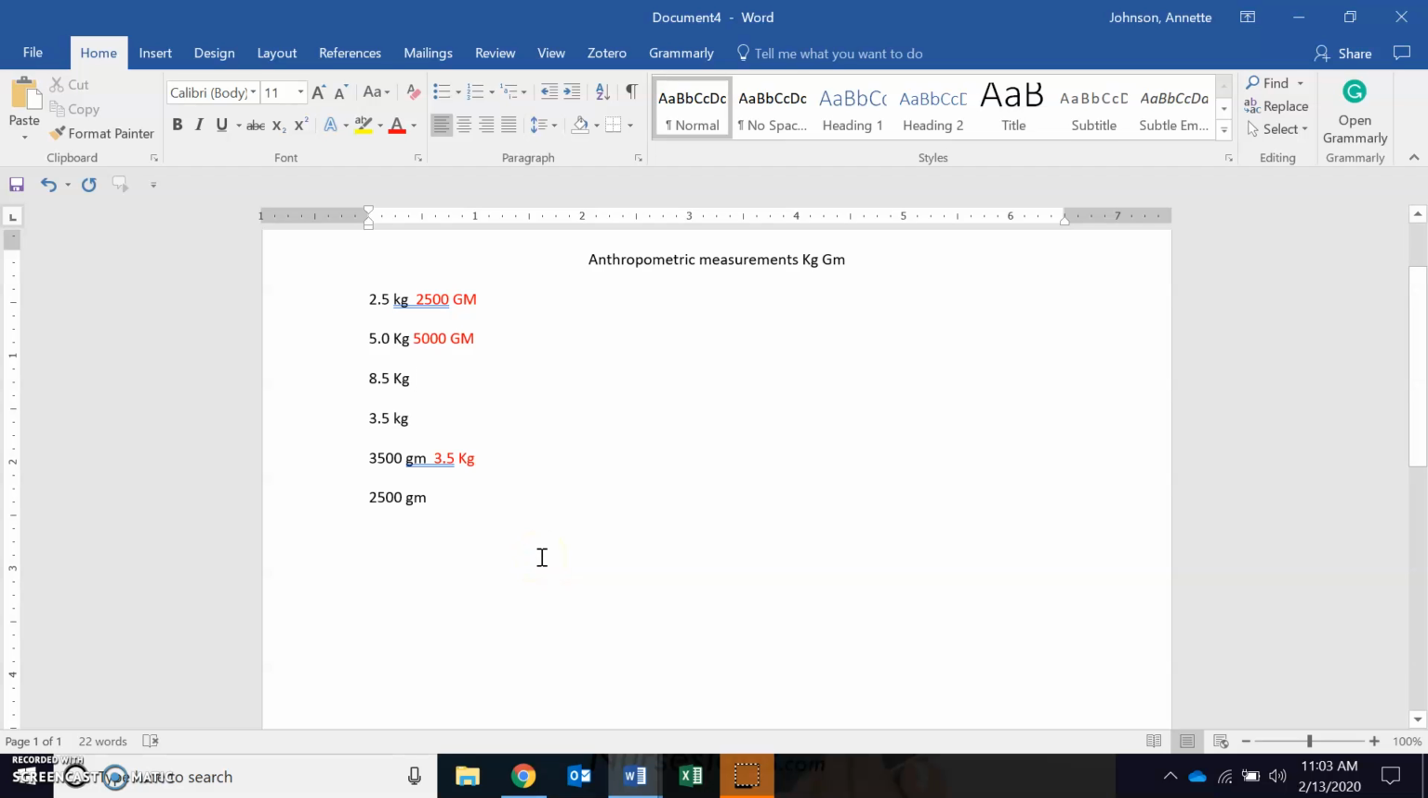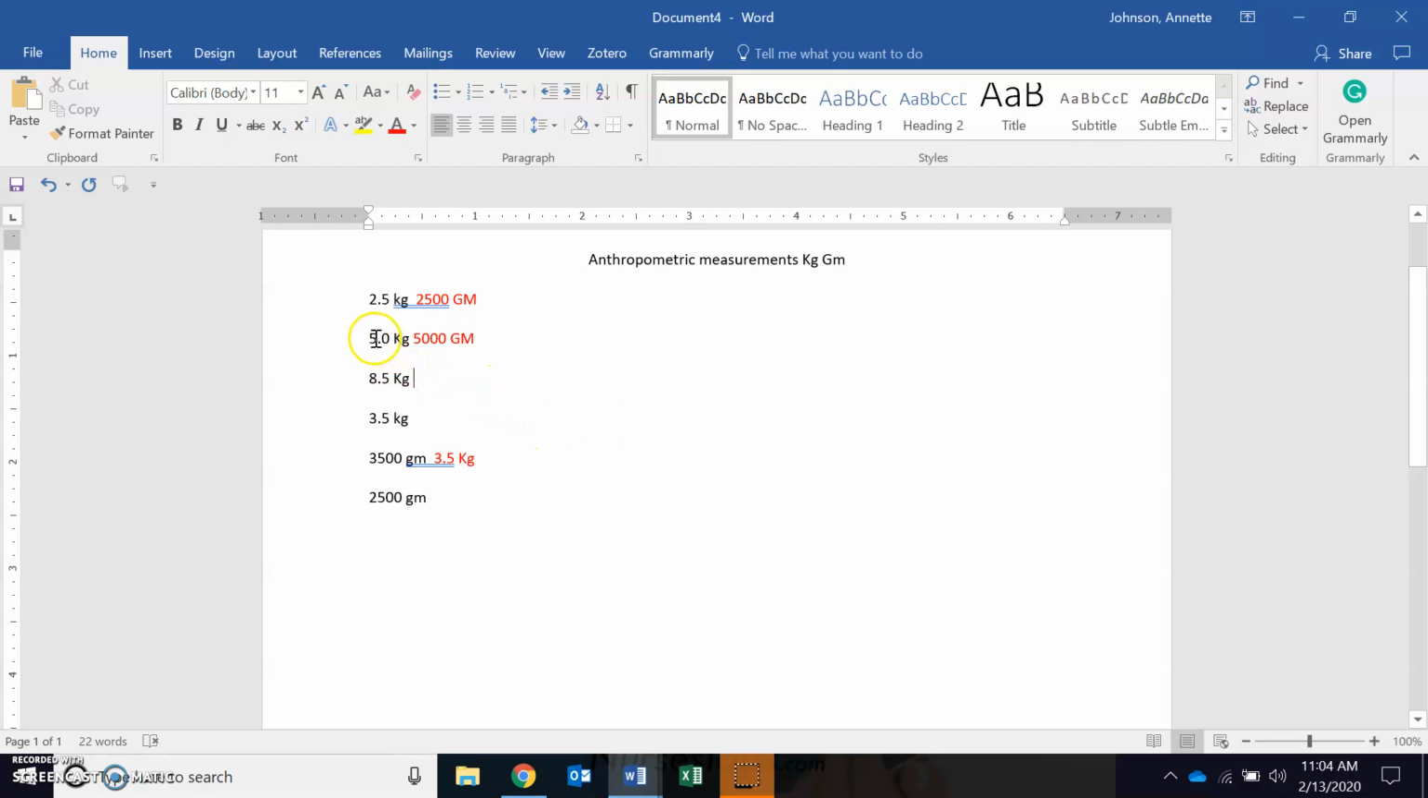Okay, continuing on with our anthropometric measurements, we're doing kilograms to grams and grams to kilograms. So the easiest way to do this, you can multiply by 1,000 to go from kilograms to grams, but I think it's just easier to move the decimal point over 3 places. So here we have 2.5 kilograms. If I move that decimal place, I go 1, 2, 3. Okay, and that's how I get 2,500 grams.